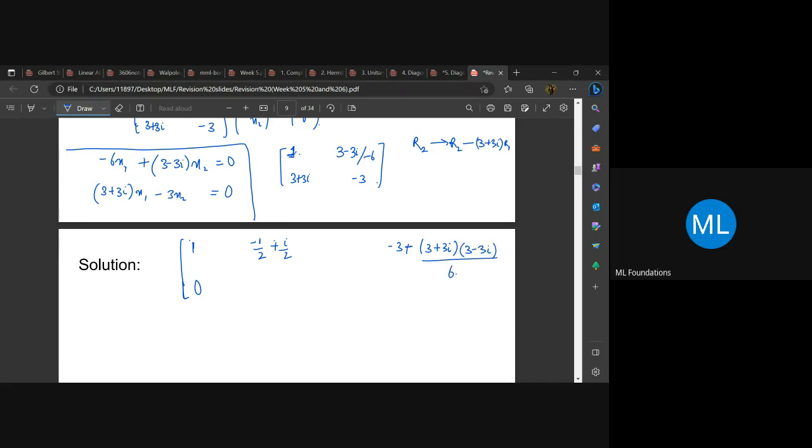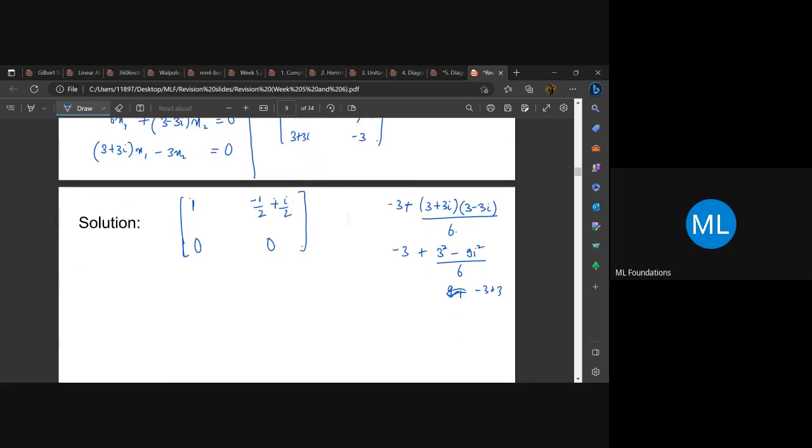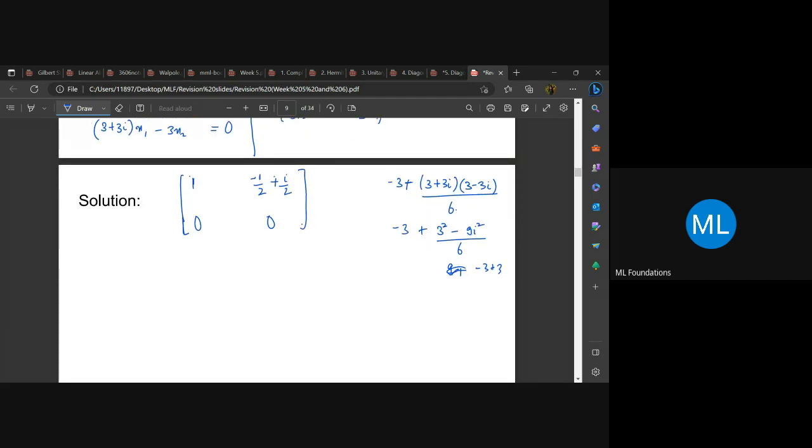-6. Right? So -3 plus, a plus b times a minus b is a square minus b square. 3 minus 3i by -6. Right? So 9 plus 9, 18 by 6. So -3 plus 3, which is 0. Right? So what do you get from here? You get x1 plus (i minus 1) by 2 x2 equals 0.